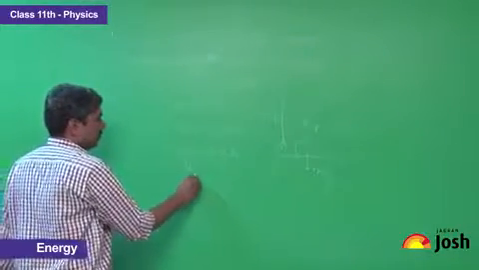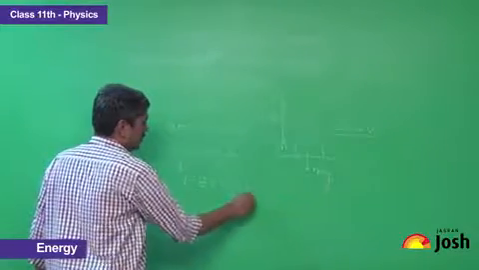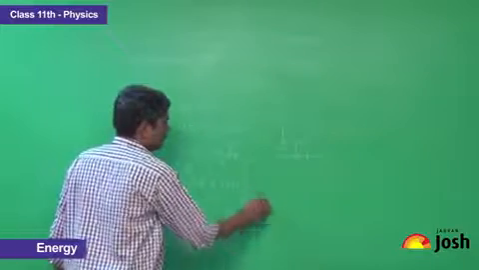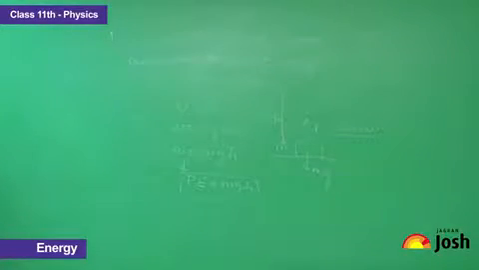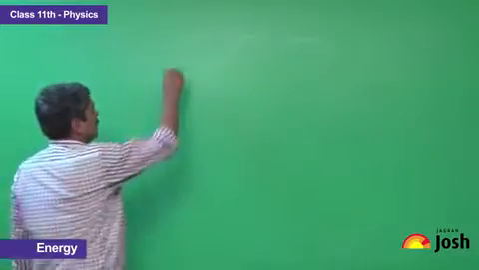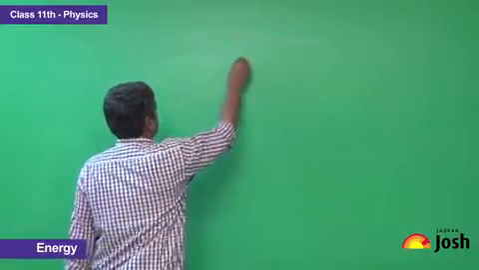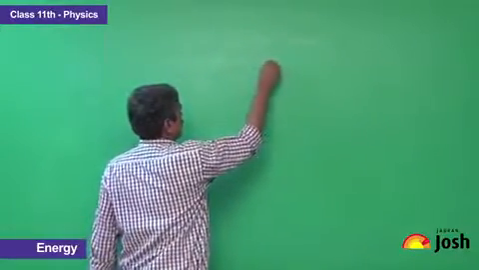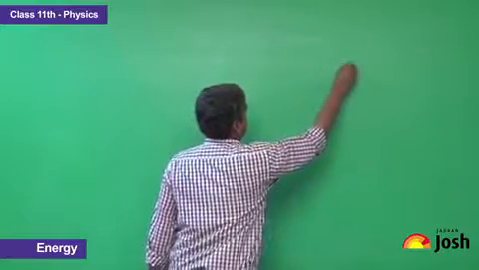Whatever work is done is called energy stored in a body due to its position above the surface of the earth, that is E is equal to mgh. In this topic we will study elastic potential energy.